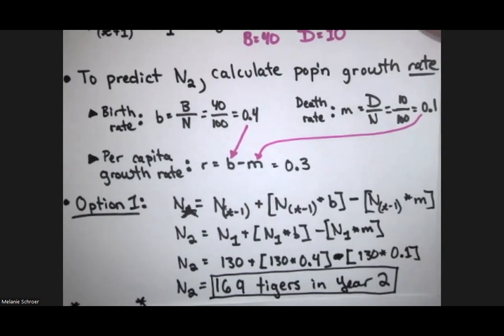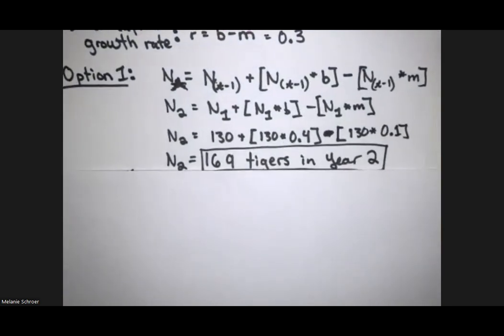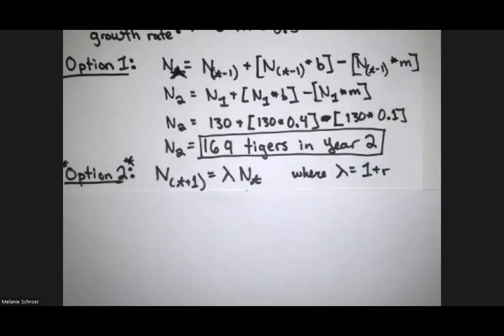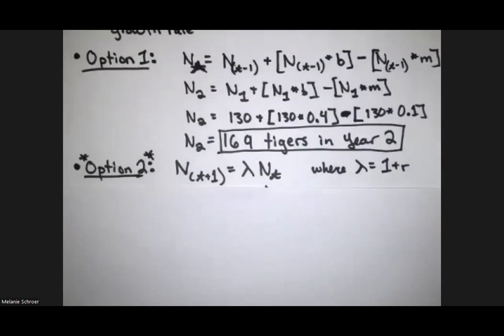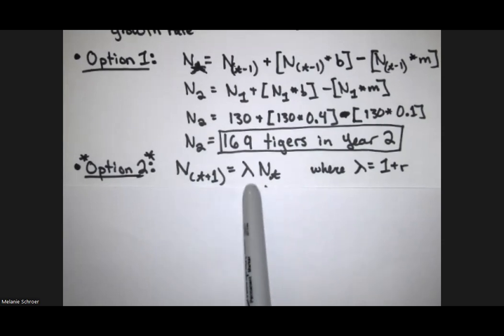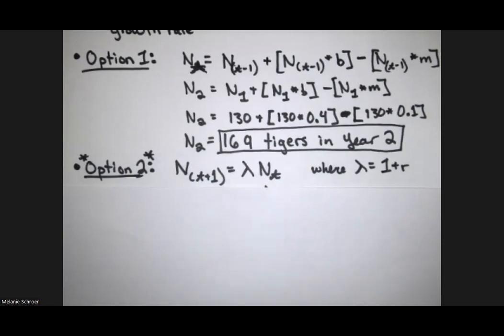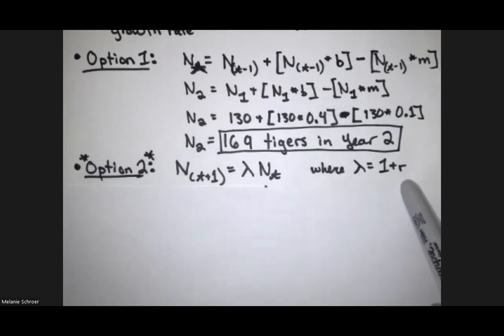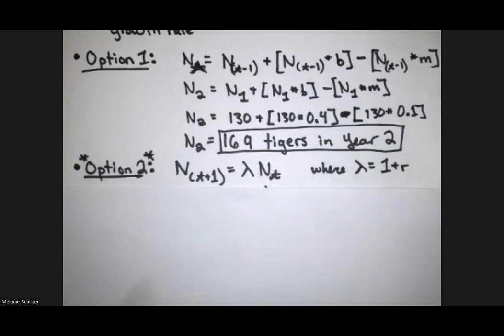So that's the long way. Of course, hopefully that makes sense, you can logically walk yourself through that. We are going to try another way. We are going to use this equation. N T plus 1, next year's population size, equals lambda, which is called the finite rate of increase, where lambda equals 1 plus the per capita growth rate, times this year's population.